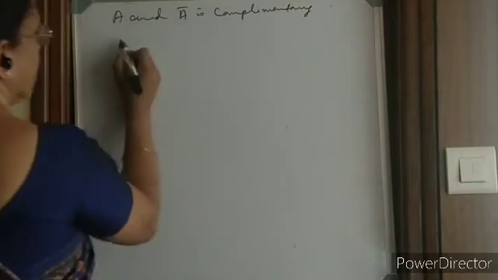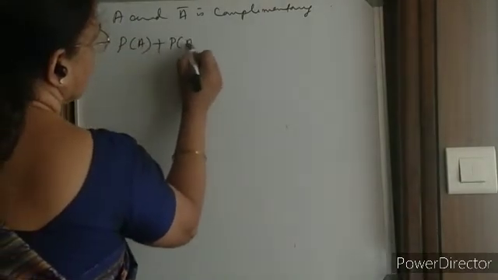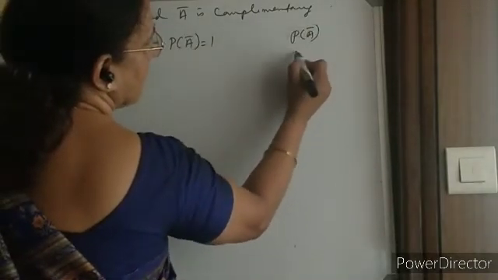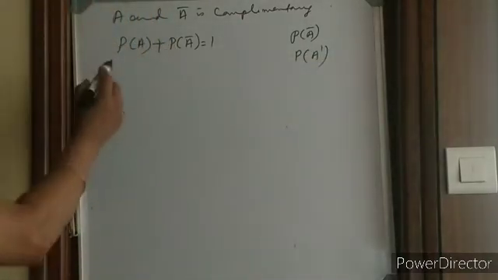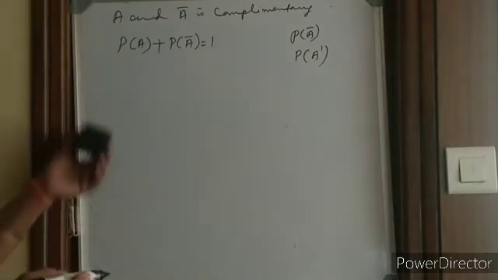Okay. Now I had given you one result. P of A, P of A bar. You can write P of A bar, or you can write it as P of A dash also. P means probability. So probability of A plus probability of A bar is equal to 1. Now suppose you have a question on this.